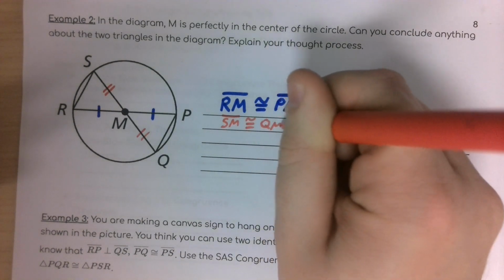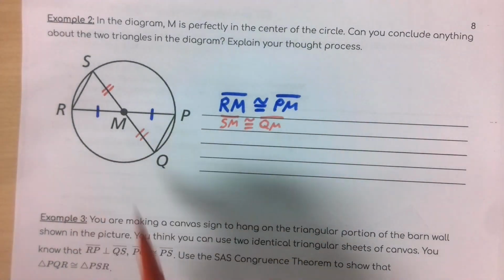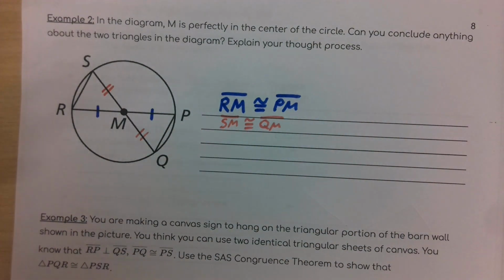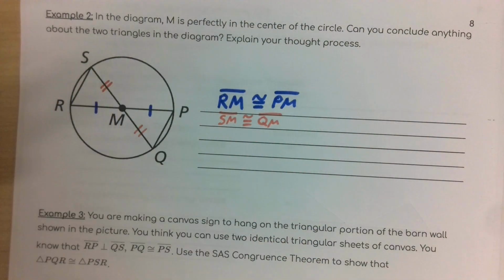For those who are observant, you might recognize that these are actually the radii of the circle, so they're actually going to be the same to each other as well. But we're not too worried about that. The important thing is that we have found two sides that are congruent to each other, two pairs of sides. If you wanted these triangles to be congruent, what angle do we need to show is congruent?